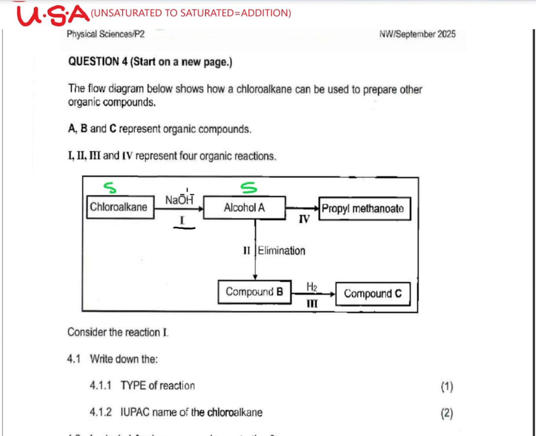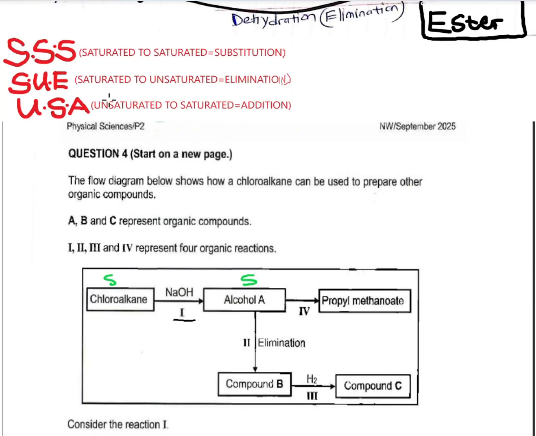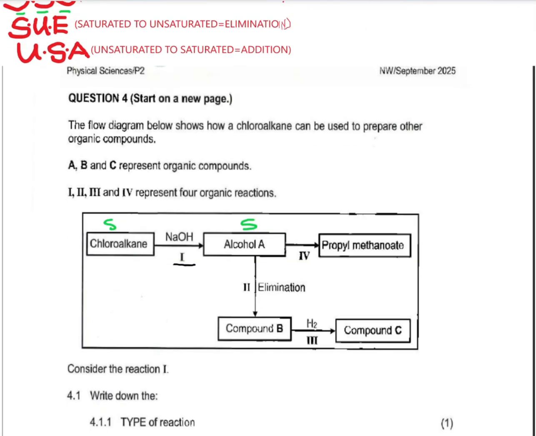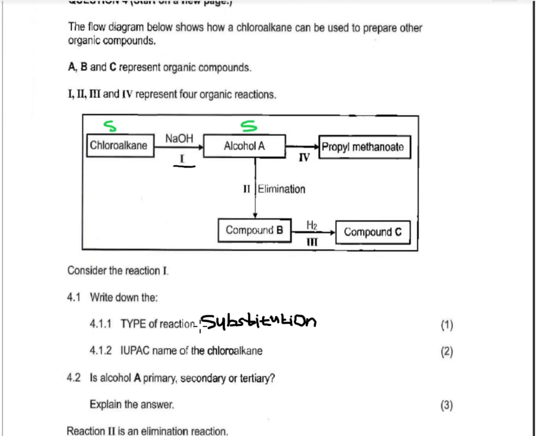We know from saturated to saturated, it is substitution. Remember, from saturated to saturated gives us substitution. That's what we are having there. Now that was the first question. So therefore the type of reaction is substitution, and then you've got yourself 1 mark there. Now let's go to question 4.1.2.